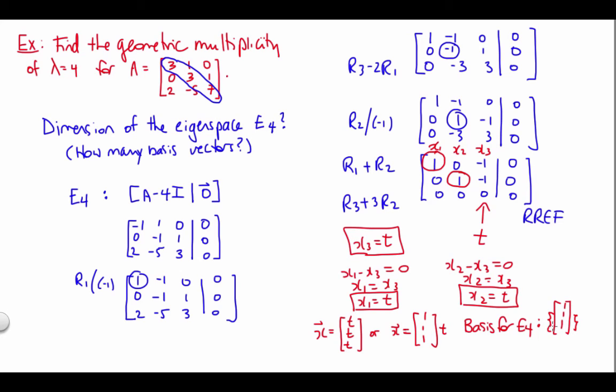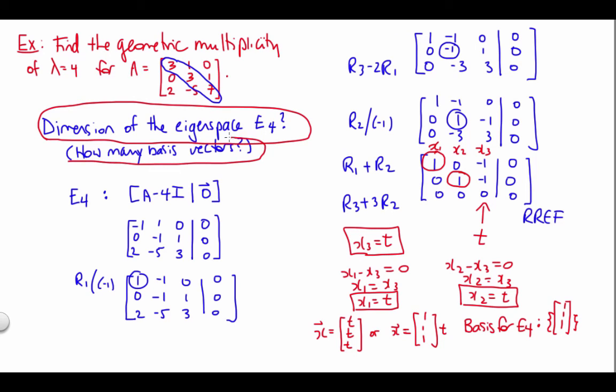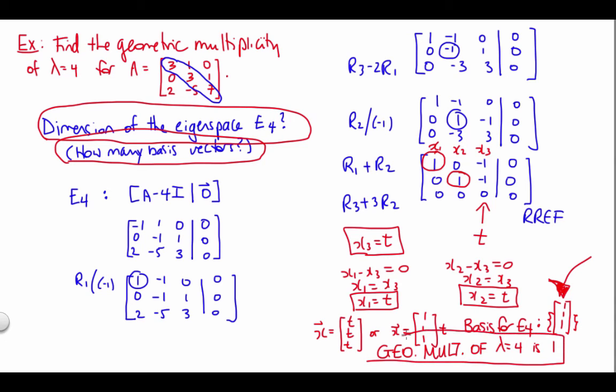So to go back to our problem, we're asked for the geometric multiplicity of lambda equal 4. We said we could rephrase that as what is the dimension of the eigenspace E4? In other words, how many basis vectors does that eigenspace have? Well, we can see now there's just a single basis vector in that eigenspace, so the answer is 1. The geometric multiplicity of lambda equal 4 is 1. Let's put a box around that. That is our final answer.